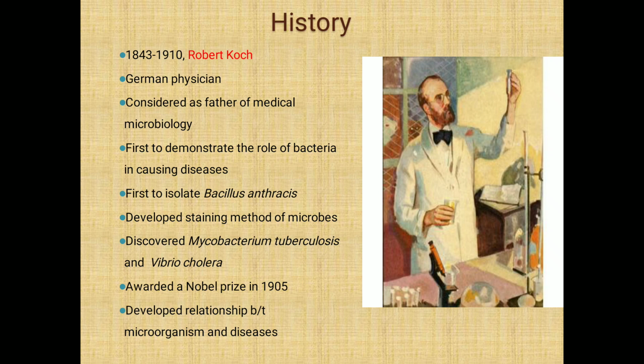He discovered Mycobacterium tuberculosis and Vibrio cholerae. These are also two bacterial species. As the name suggests, Mycobacterium tuberculosis causes tuberculosis, while Vibrio cholerae causes cholera. He was also awarded the Nobel Prize in 1905 for his great discovery regarding tuberculosis as well as cholera. He developed the relationship between microorganisms and diseases.